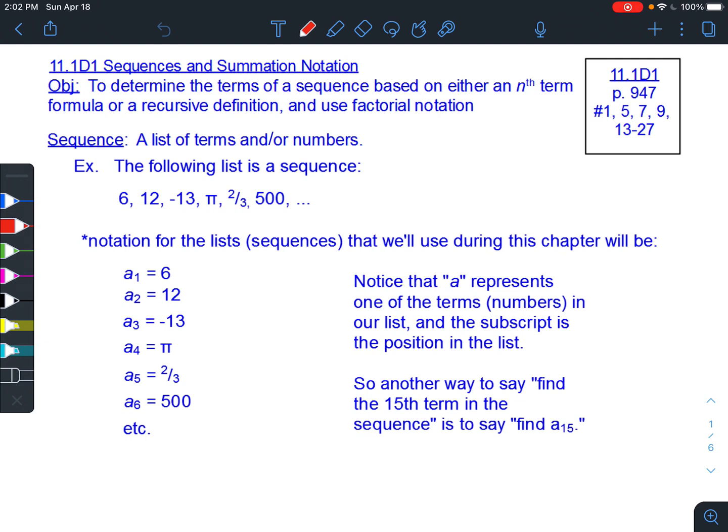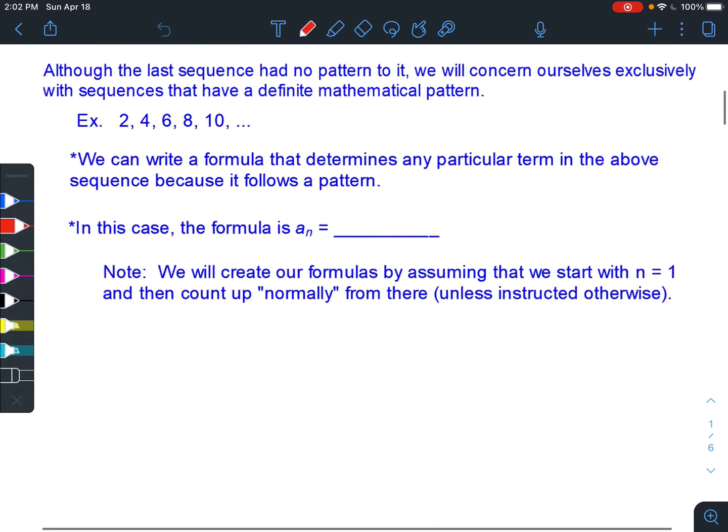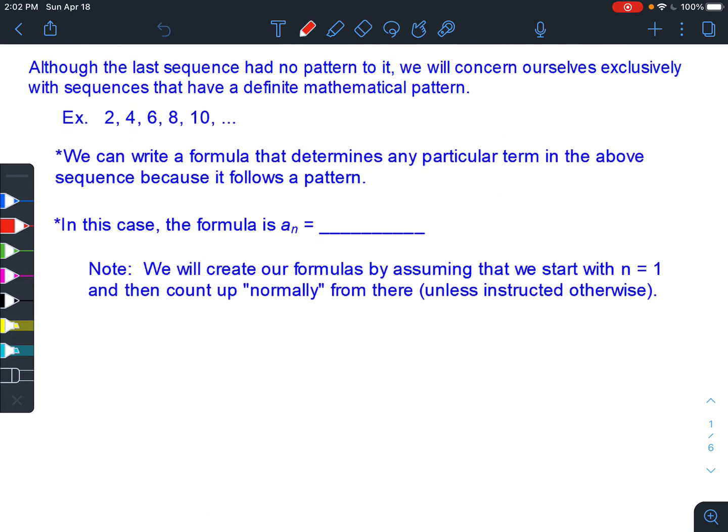So another way to say find the 15th term in the sequence is simply to say find a sub 15. It's a more efficient way of getting the point across using a little bit of notation, so that's what we're going to use. Although the last sequence had no pattern to it whatsoever, we will concern ourselves exclusively with sequences that have a definite mathematical pattern for the purposes of our lesson.